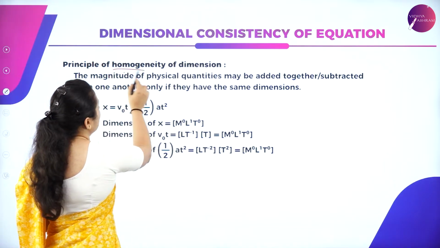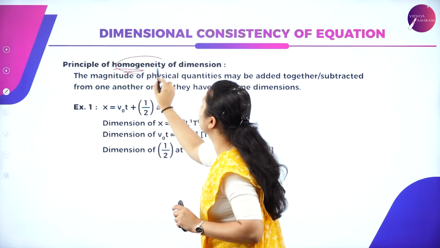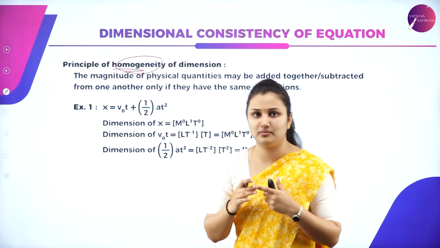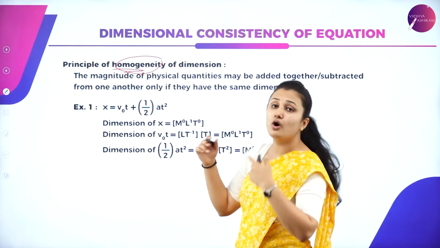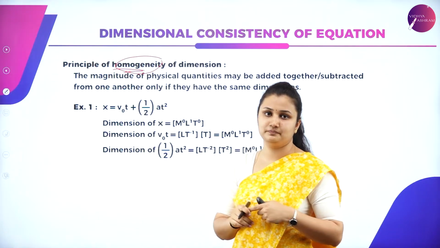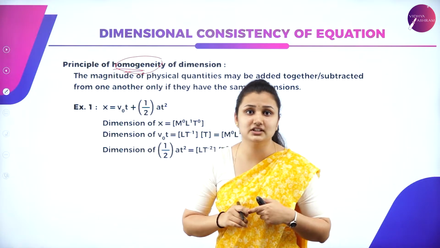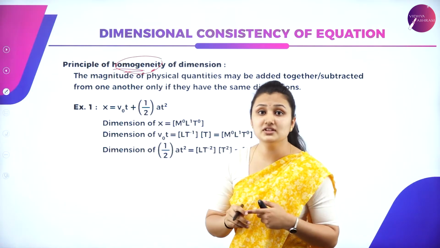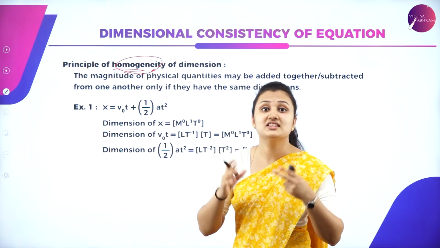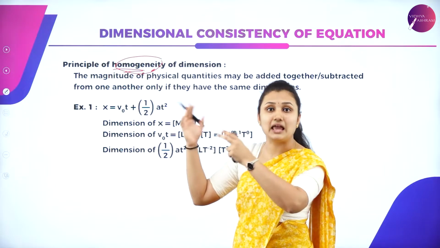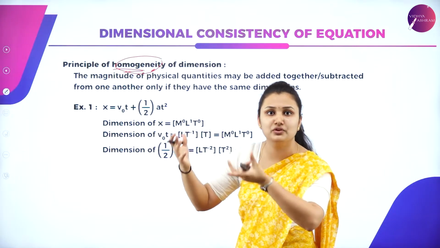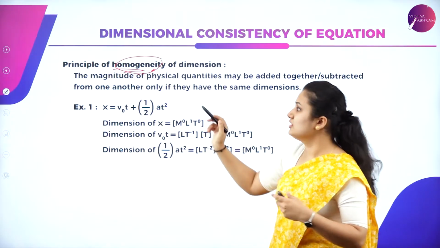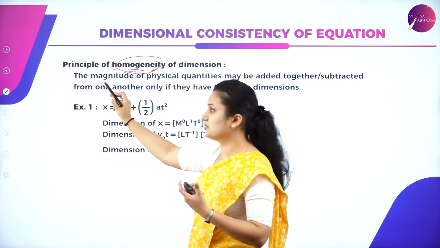So what do you mean by principle of homogeneity of dimension? What do you mean by homogeneity? What does this term mean here? Homogeneity means uniformity, sameness, to be same. Homo means same, uniform. So we'll go through what the principle is all about.